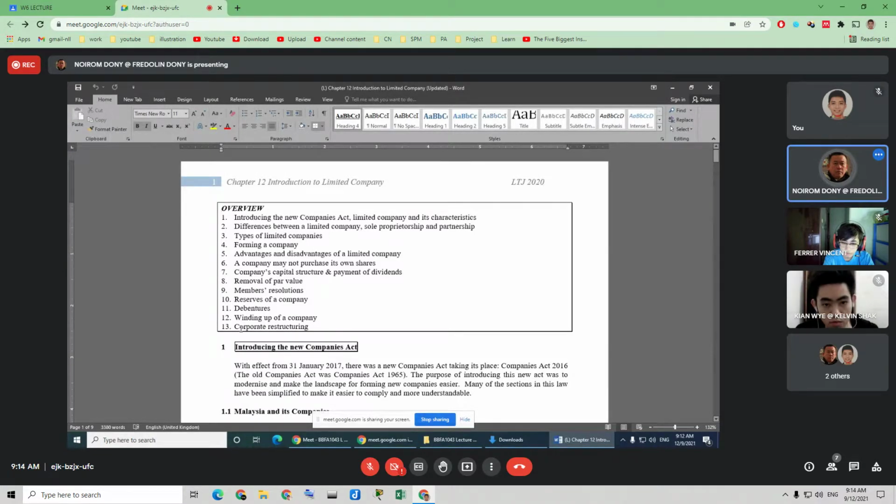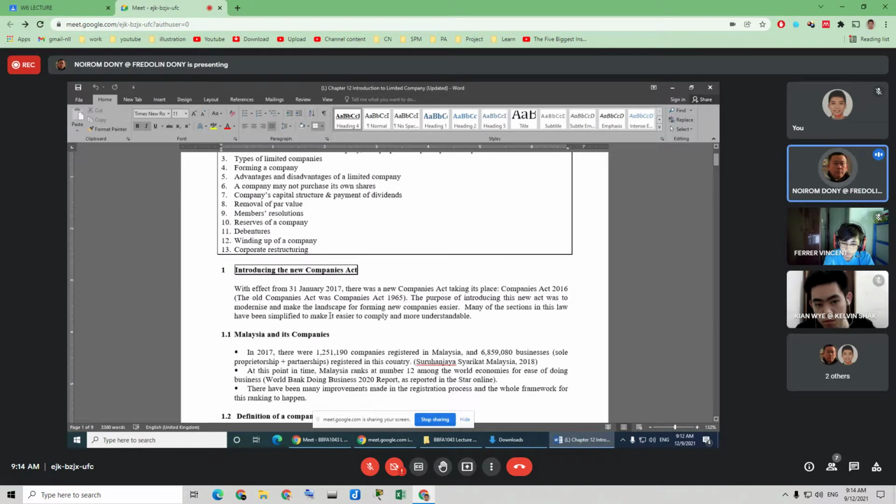And then, so either we wind up or we can do corporate restructuring. Okay, so now the new Companies Act, this is for your knowledge. With effect from 31st of January 2017, there was a new Companies Act taking its place. So we call it Companies Act 2016. So the old Company Act was Companies Act 1965.